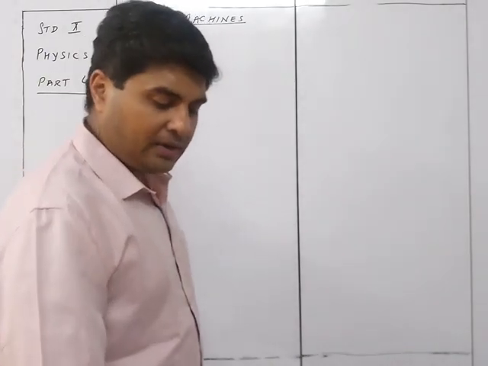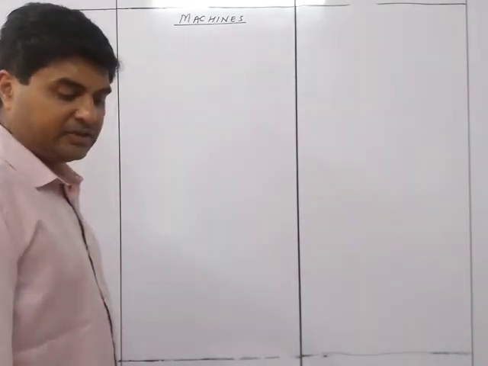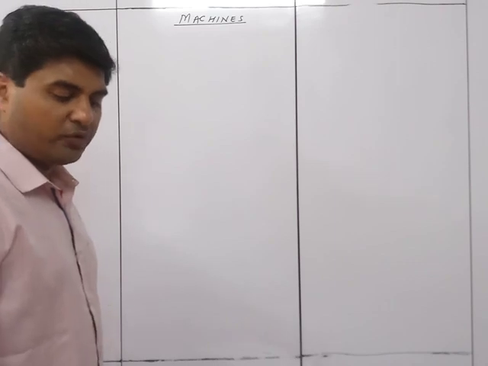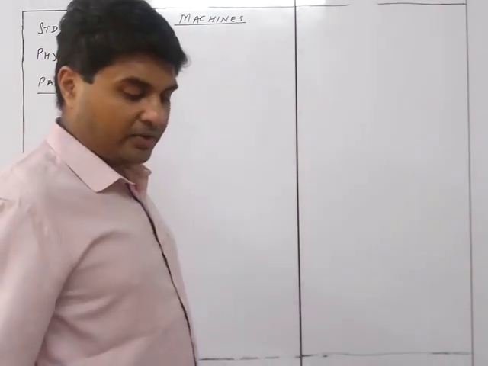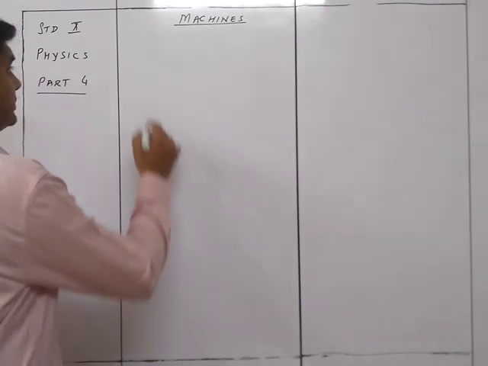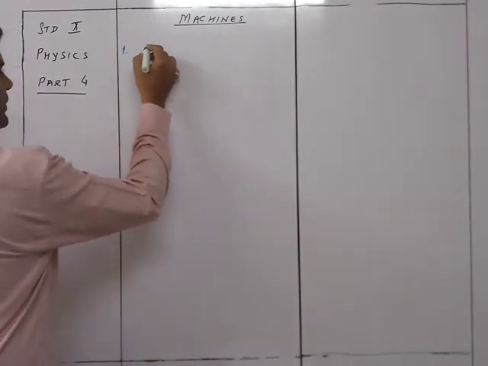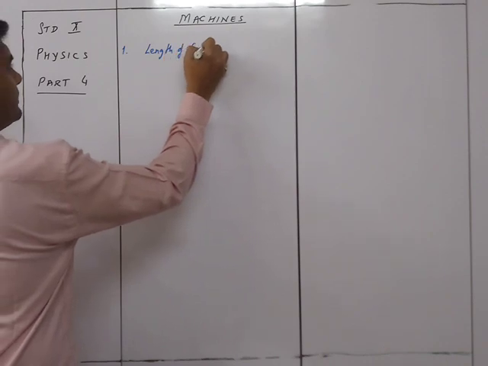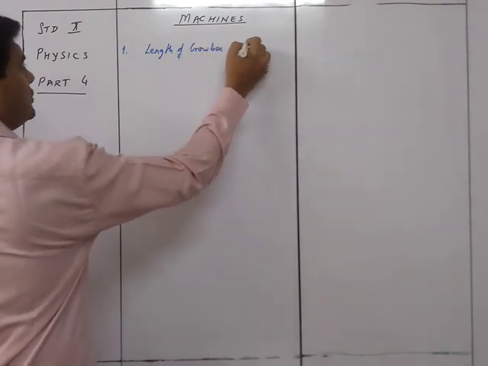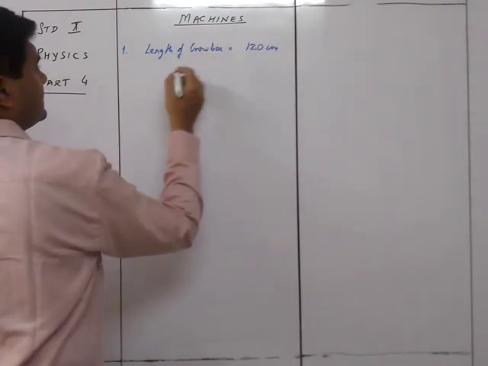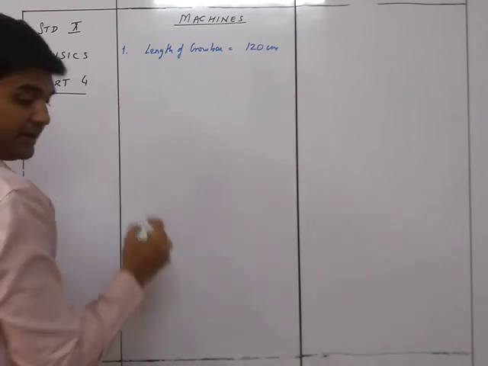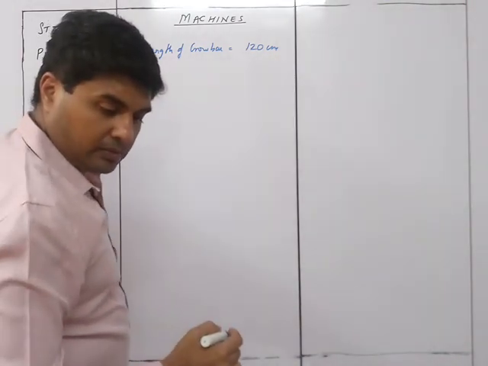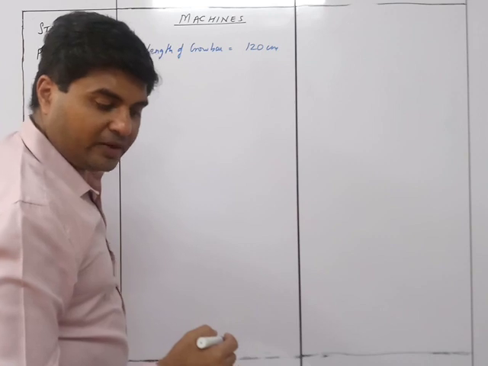A crowbar of length 120 centimeters has its fulcrum situated at a distance of 20 centimeters from the load. Calculate the mechanical advantage of the crowbar. So the first thing we have over here: length of crowbar is equal to 120 centimeters. They have given that the fulcrum is situated 20 centimeters from the load.